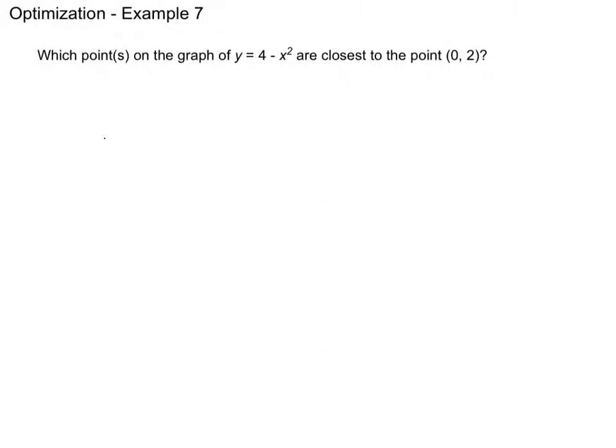Okay, last optimization problem. Yay! This problem is going to deal with optimizing distance. So we have a graph of a function, and we want to know what point or points on the graph is closest to the given point. In this case, we have a graph of y equals 4 minus x squared, and we want to know which point or points on that parabola will be closest to the point (0, 2).